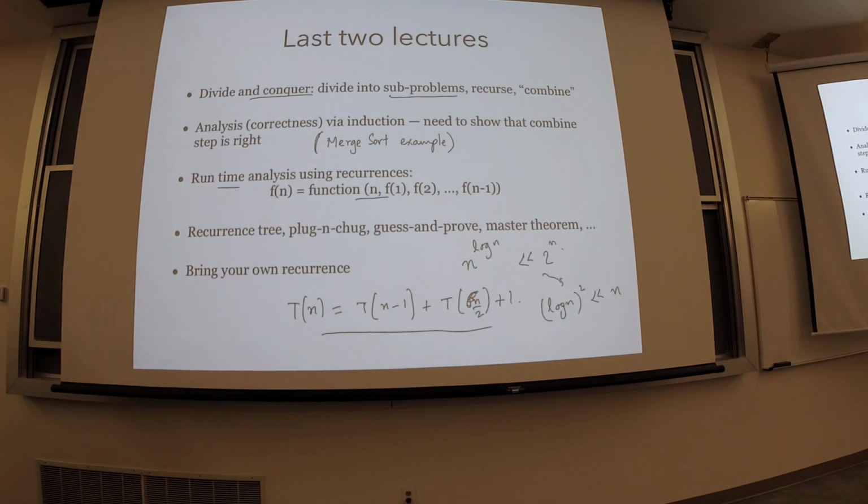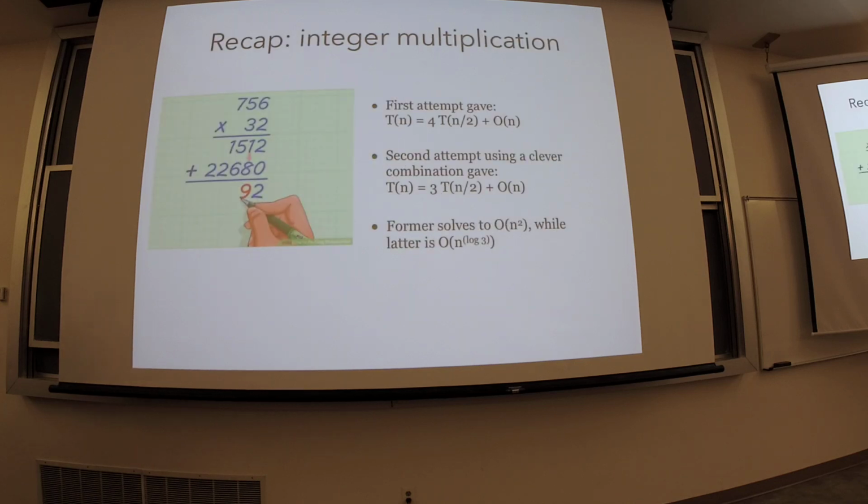Alright, so this is what we've been doing. I also wanted to recap something we did somewhat quickly last time, which is integer multiplication. We said that multiplying long integers is a very basic subroutine in a whole bunch of problems. And we said that if you do the naive grade school method, this gives O(n squared) time if you had n digit numbers.